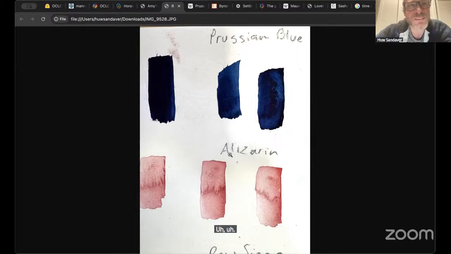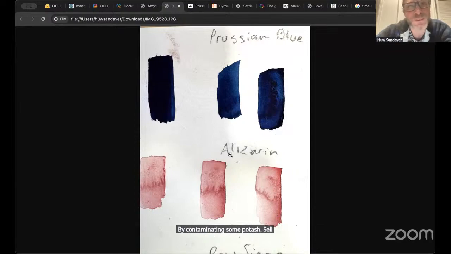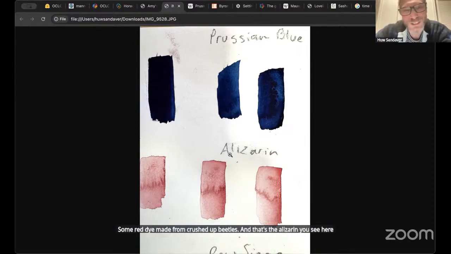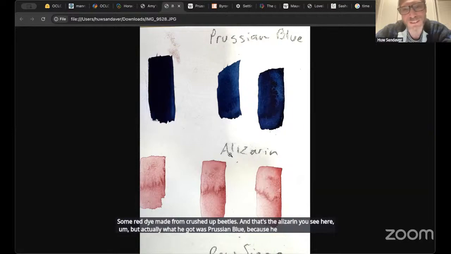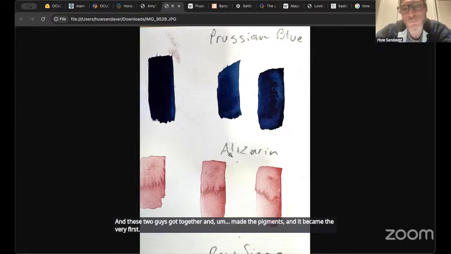Because a German chemist, or maybe we could call him an alchemist, really inspired this pigment by contaminating some potash, selling it to another guy who mixed it with blood and produced blue. So what he was trying to do here was to create some red dye made from crushed up beetles. And that's the alizarin you see here. But actually what he got was Prussian blue because he bought contaminated potash. And these two guys got together and made the pigment, and it became the very first synthetic pigment.